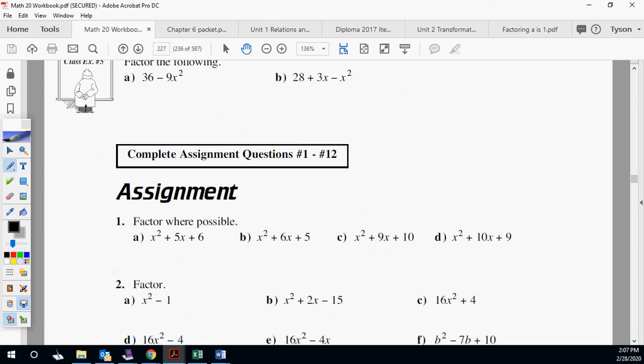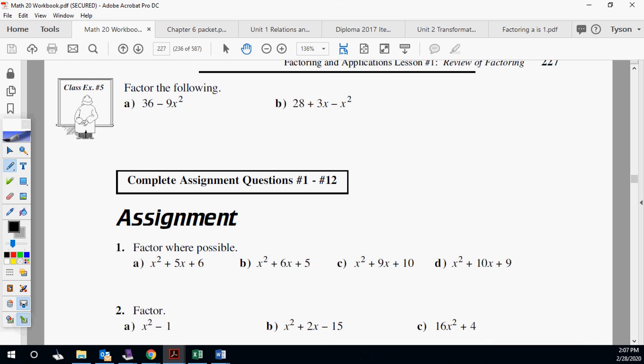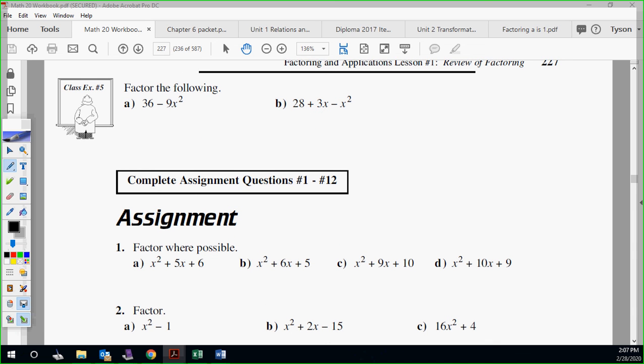All right, last little piece here. I put them backwards on you now. 36 minus 9x squared. So on your flow chart, where do we flow to? Binomials, difference of squares. Is this a difference of squares? Yes, 36 and 9x squared are both squares. So 6 plus 3x, 6 minus 3x.